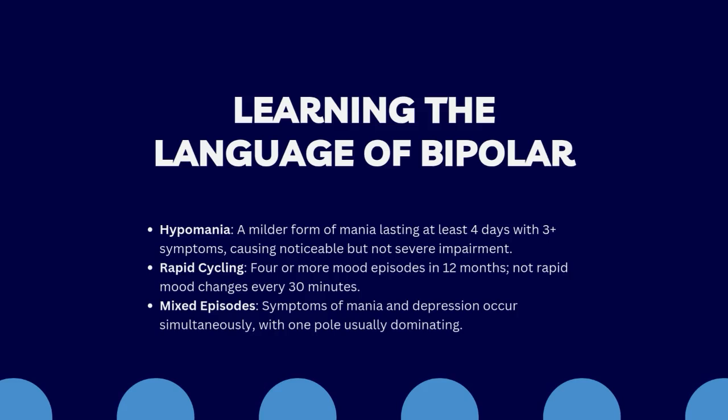And then there's something called mixed episodes, and this refers to experiencing symptoms of both poles, mania and depression, at the same time. For example, someone might feel hopeless and tearful while simultaneously having bursts of energy or impulsivity. One pole typically dominates, but breakthrough symptoms from the opposite pole can still appear.